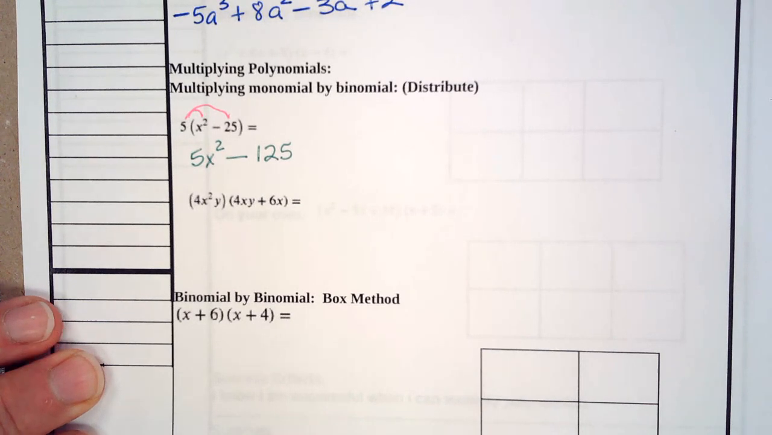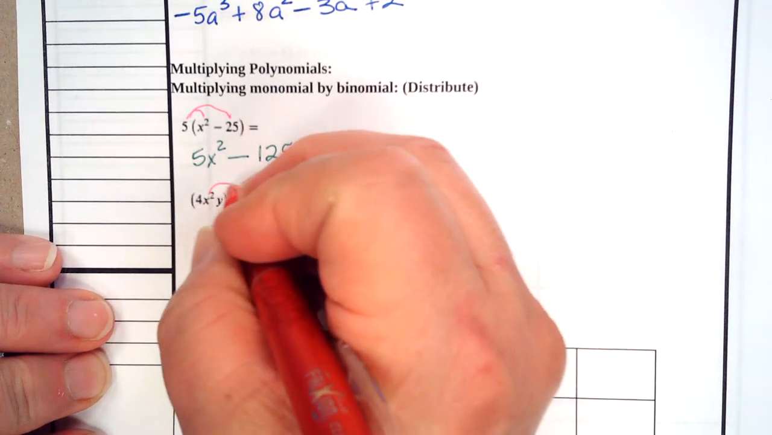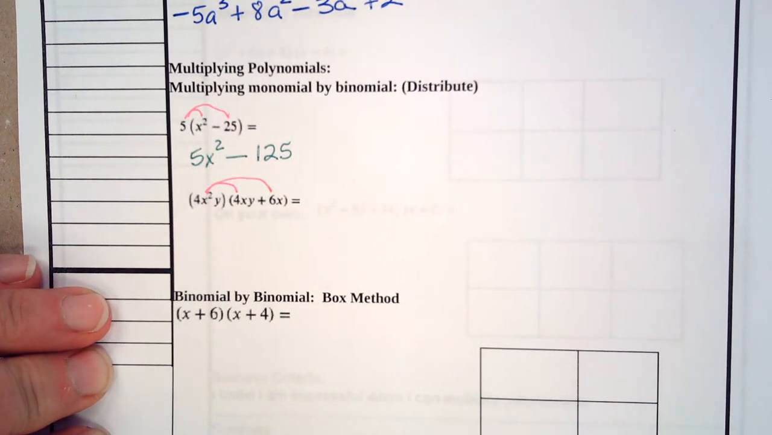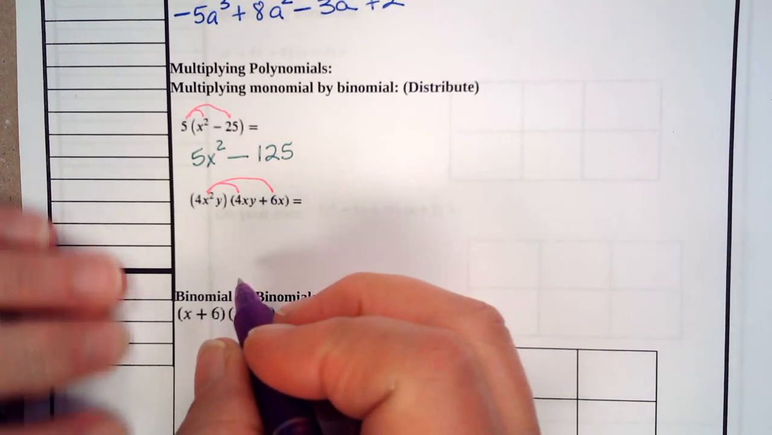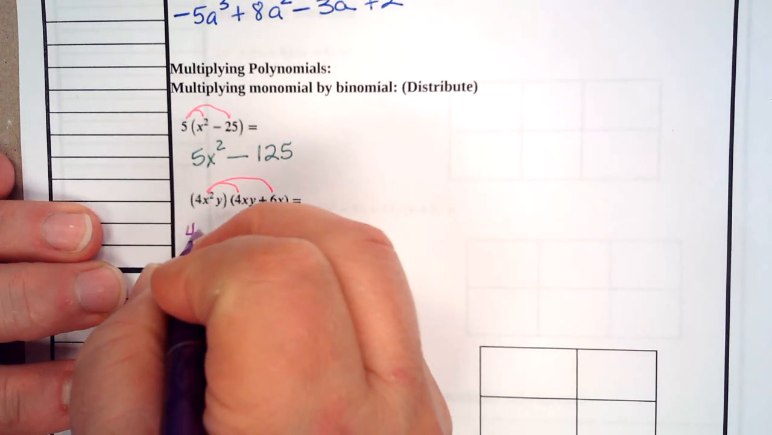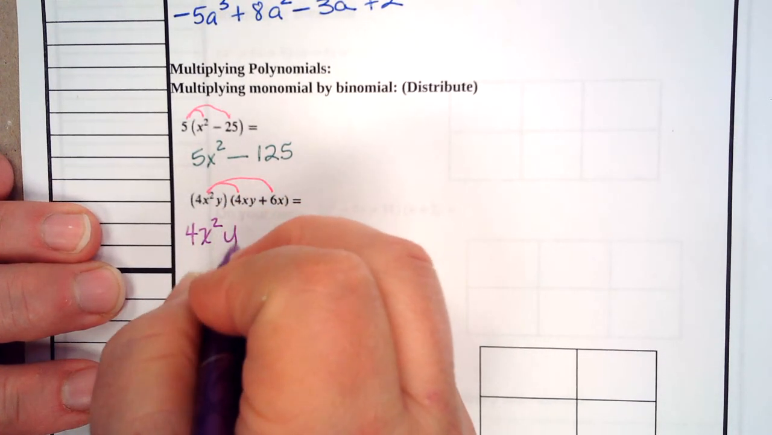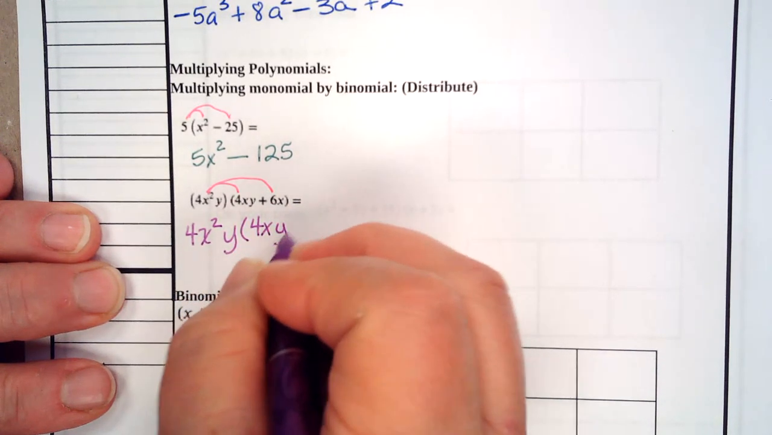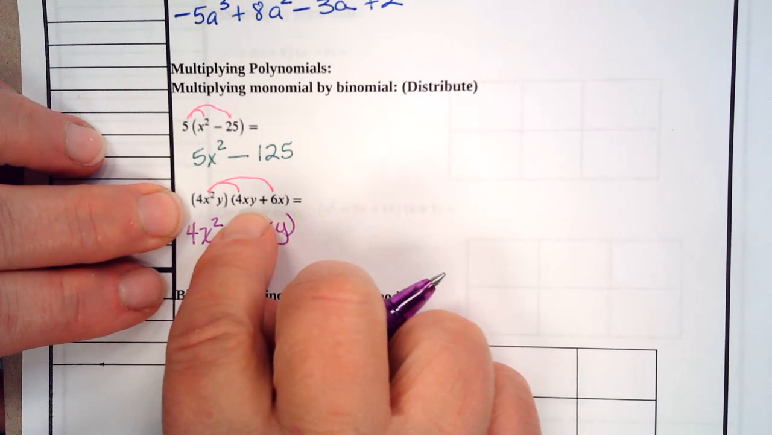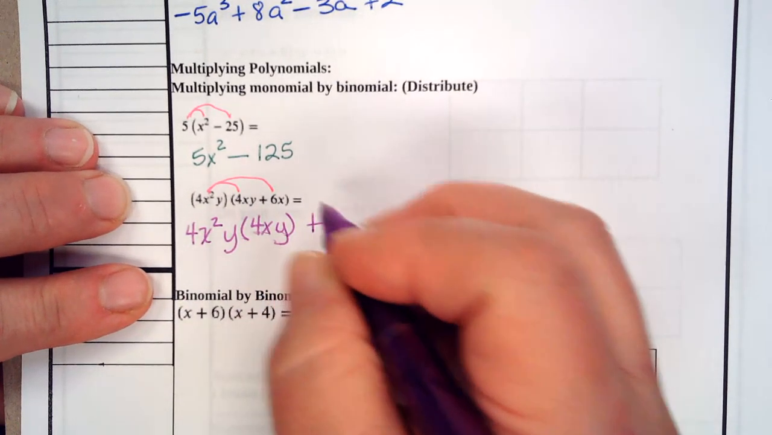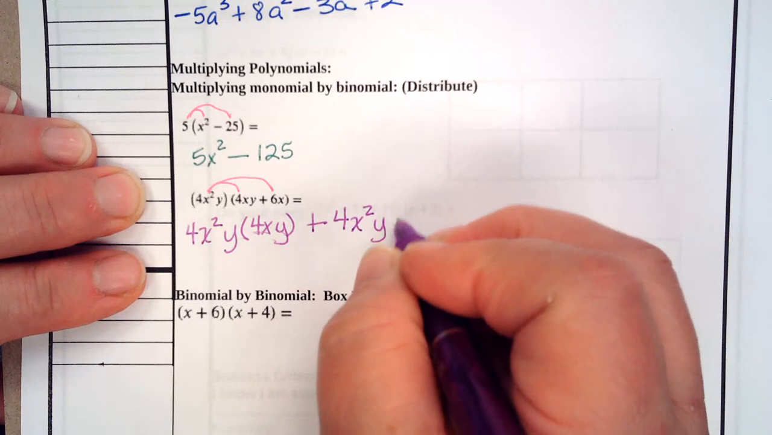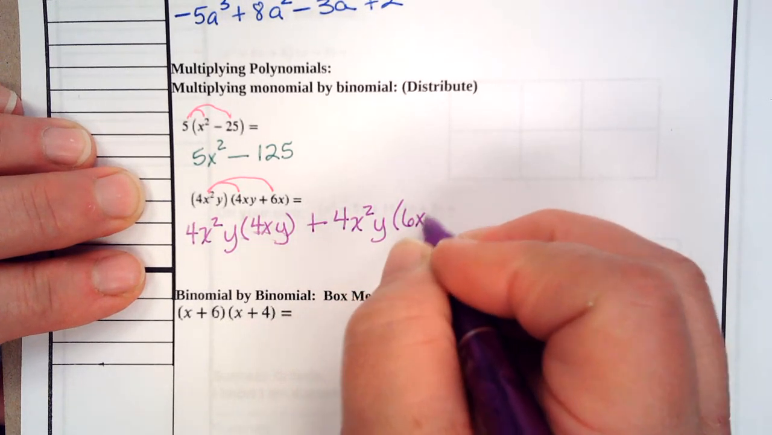On the next one, the same thing's going to happen. However, this time it might be a little bit easier to distribute by writing it out. 4x squared y times 4xy. That's the first two terms. Plus 4x squared y times 6x.